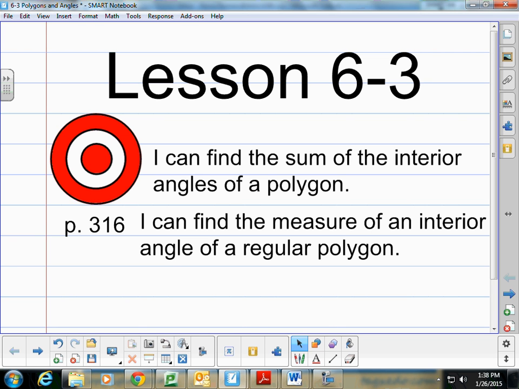Targets. I can find the sum of the interior angles of a polygon. I can also find the measure of an interior angle of a regular polygon. Vocab heavy chapter. We have sum. Hopefully we know that's addition still. Interior meaning inside. Polygon, a simple closed figure made up of 3 or more line segments. And then again, regular polygon, you'll find out what makes a polygon versus a regular polygon as we go on today.